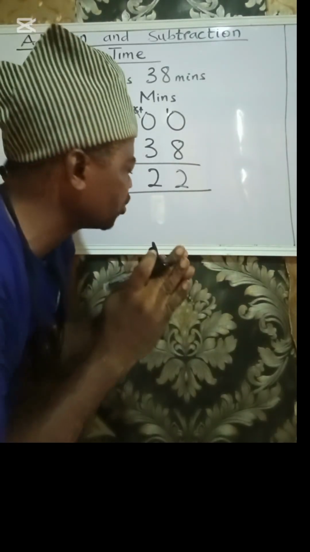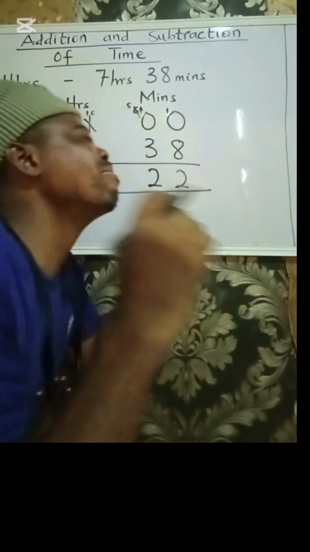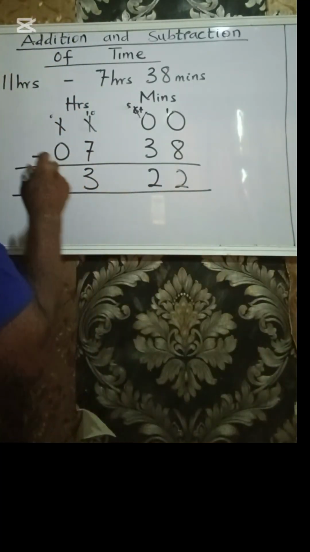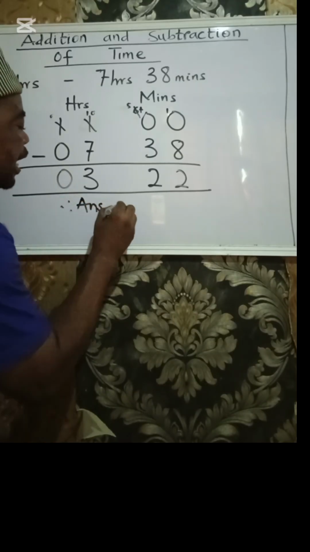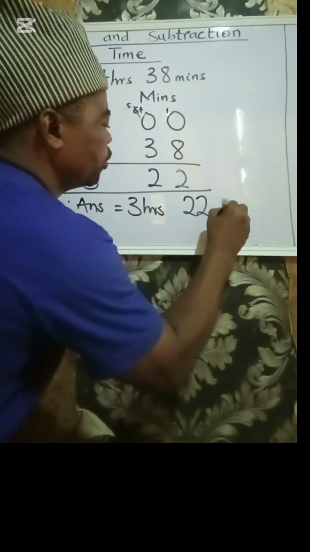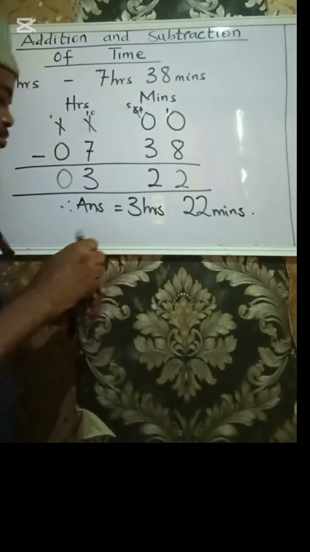Tell me you are going to remember. I want to hear your voice. Shout it, say, I will remember. Oh, good girl, good boy. Now let's go. 0 minus 0 is 0. So therefore, we can announce our answer as 3 hours, 22 minutes.